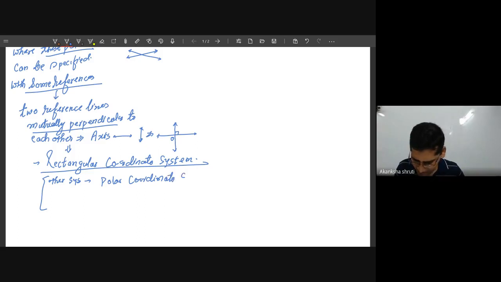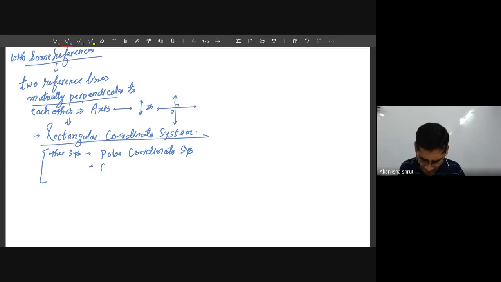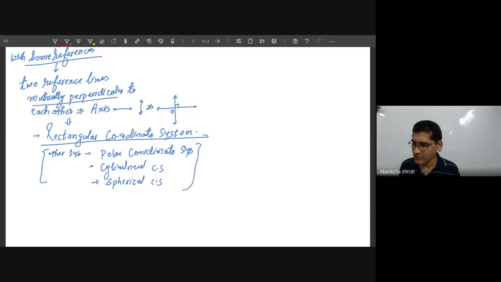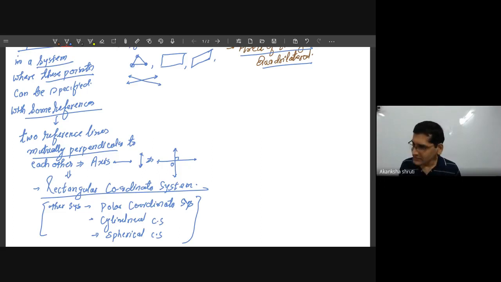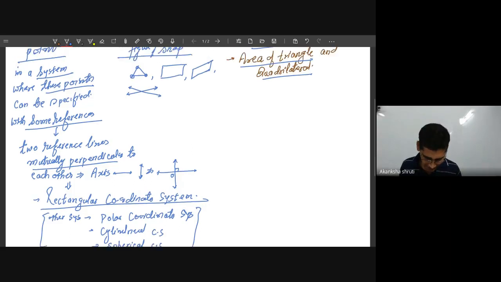Coordinate system. There may be your cylindrical, or maybe your spherical coordinate system. These are the other systems, just to make you understand that whatever the definition I have written, I have not directly written this one, because there are various other ways of taking these references also. Okay student, it is this one.